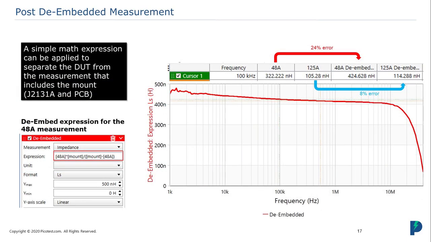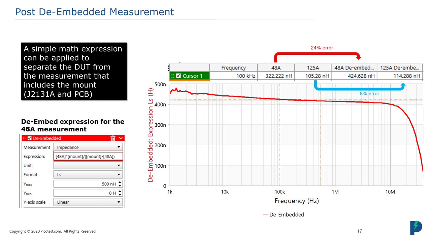Using a math expression inside the Bode 100, we can actually do the de-embedding, and you can see the expression. In this case, we took the 48 amp trace and multiplied it by the mount, or the measurement without the inductor included, and we divided that by the magnitude of the mount minus the 48 amp trace, and then we plotted that. Now you can see that we do get the right answer at about 420 nanohenries.